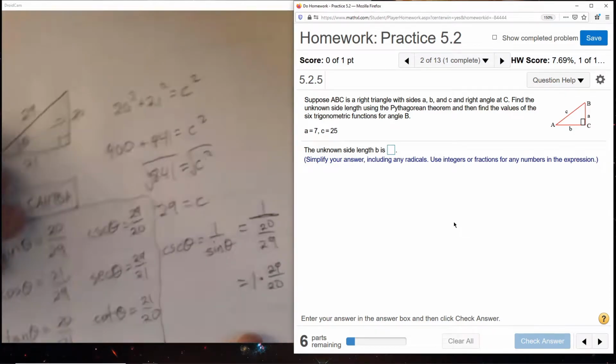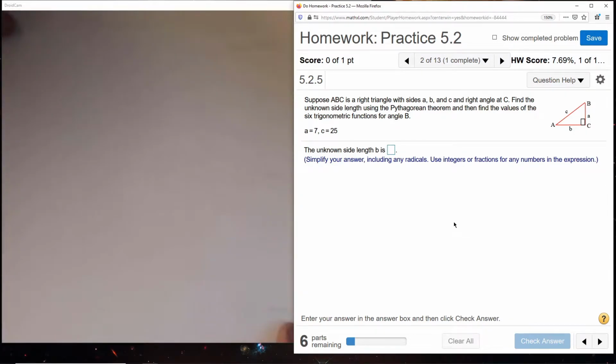So we got a new one here, different right triangle. And we got, suppose ABC. So ABC is telling us the direction. So we're going to go from A to B to C. So suppose this is a right triangle with sides there and a right angle. Find the unknown side length. And then find the values of all the trig functions. So it's the exact same problem. They're just wording it differently to see if you can put all the pieces together.